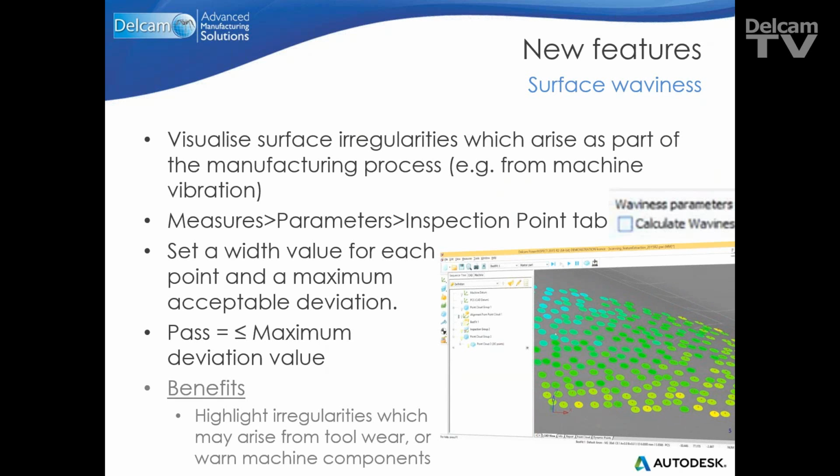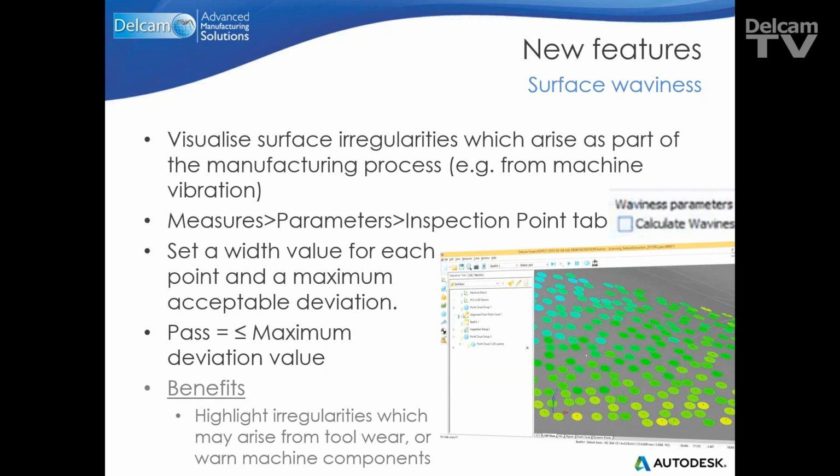So we're looking at a new feature that we've added to 2015 R2 to do surface waviness. But what exactly does that mean, and why do we want to report on surface waviness?